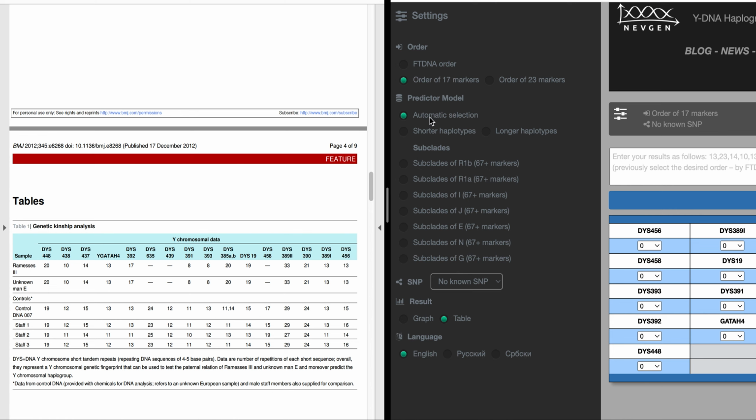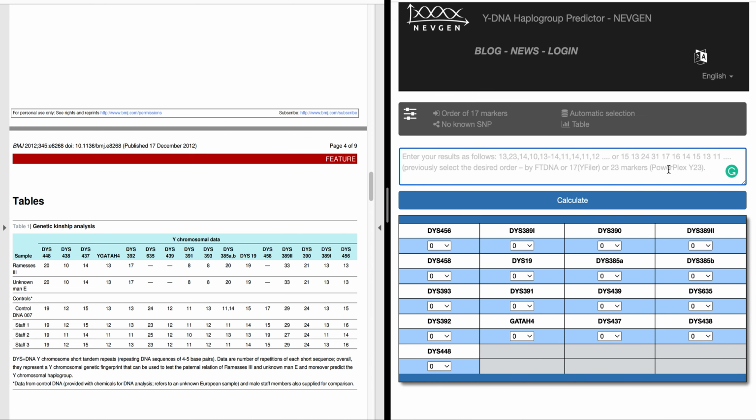Order of 17 markers, automatic selection first. I'm going to switch it down to shorter haplotypes and longer haplotypes. And I'm also going to give each subclade of R, I, J, E, N, G an opportunity to have an outcome, a percentage or a probability. Alright, so as I did before, I'm gonna highlight the numbers as we see them on the Y chromosomal data on the left.